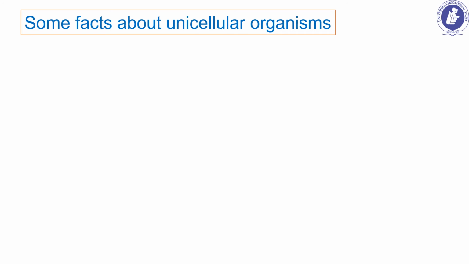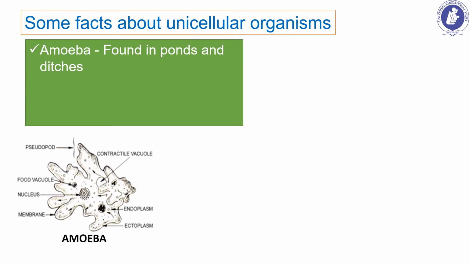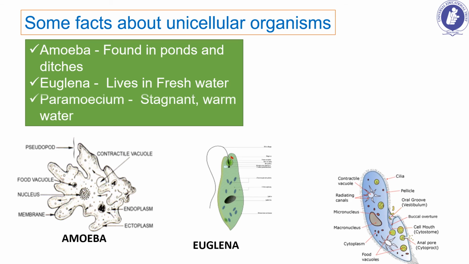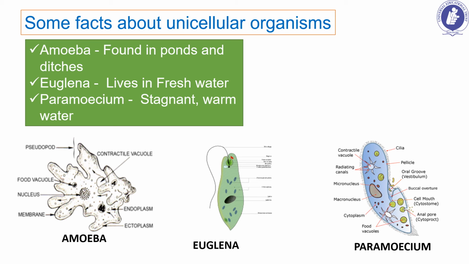Let's see some interesting facts about unicellular organisms. Amoeba is a unicellular organism that is found in ponds and ditches. Euglena lives in fresh water. Paramecium lives in stagnant and warm water. So these 3 are called unicellular organisms. That means they have only one cell in their body.